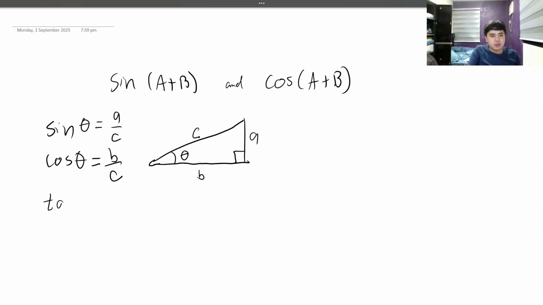And if we want to go one step further, tangent theta is A over B. That's why sine theta over cosine theta could be equal to tangent theta. Because if you did that operation, you would get A over B.